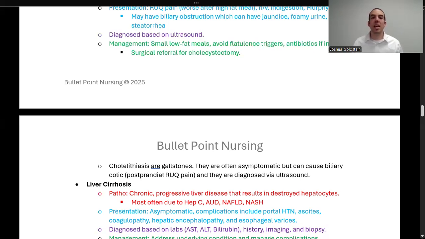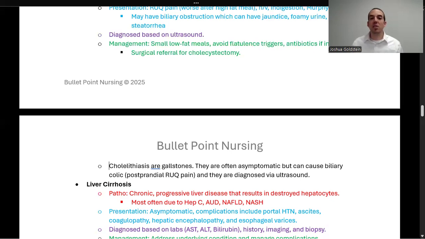The presentation of this is most commonly asymptomatic. This is something that patients may get told when they get their annual physical and we get their labs back and we see their AST, ALT or something like that. The complications of this include portal hypertension, which is high blood pressure through the blood vessels of the liver, ascites, which is a buildup of fluid, coagulopathy, which is clotting problems, hepatic encephalopathy, which is swelling on the brain due to elevated ammonia levels, which we'll talk about in a bit, and esophageal varices, which is swollen veins, blood vessels along the esophagus. Again, we'll talk about that in a little bit.